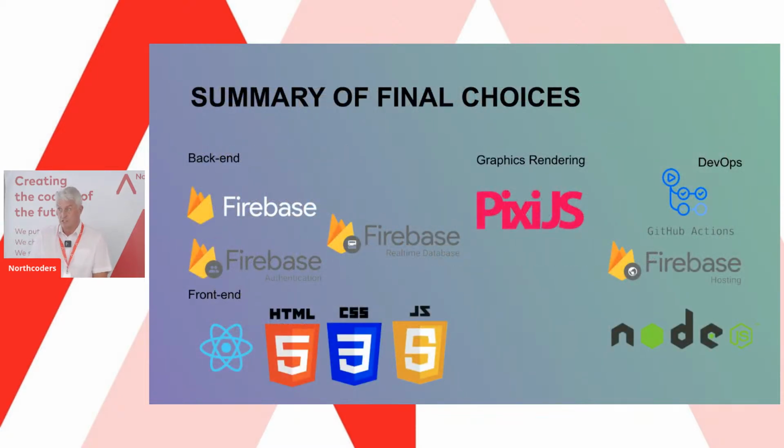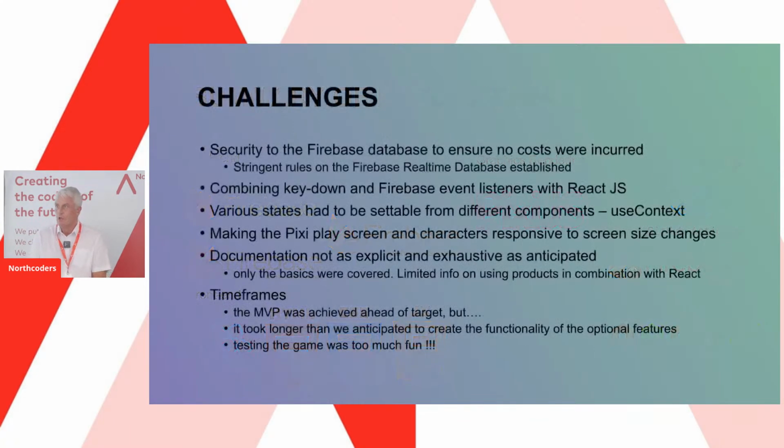Summary of the final choices is all there on the screen. Firebase, Pixie, so on, all visible there. The challenges. There were many. One of them, particularly challenging, was combining key down and key up functions with React.js, and also Firebase event listeners. That was quite complicated because everything's all listening together. Quite complicated to sort out, but obviously we did.